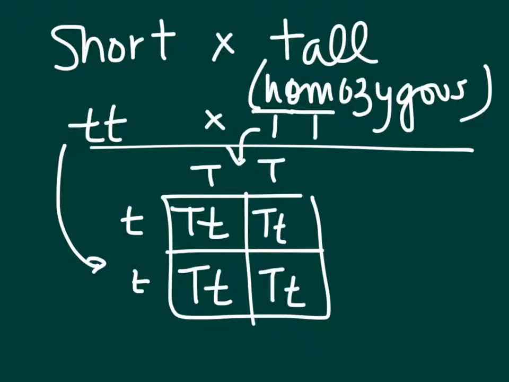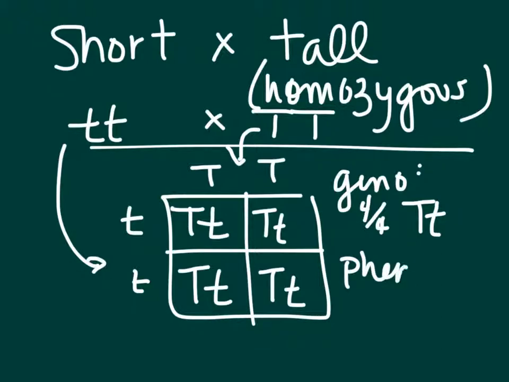So what's the genotype of all of their offspring? Capital T, lowercase t. Four of four are heterozygotes, and the phenotype is tall. 100% tall.